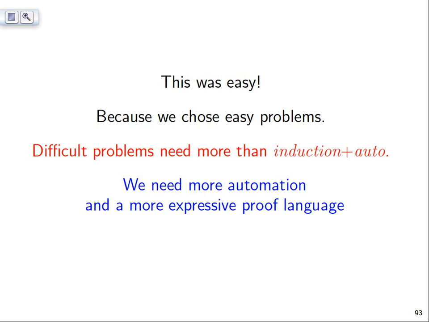The automation will help to some degree, but much more important will be the expressive proof language, where you can really write down proofs that have internal structure, where you can go step by step and outline your argument and not have to rely on the prover to find all of these case distinctions or whatever you need to make automatically. So that's the end for today, and looking forward to seeing you next Friday.